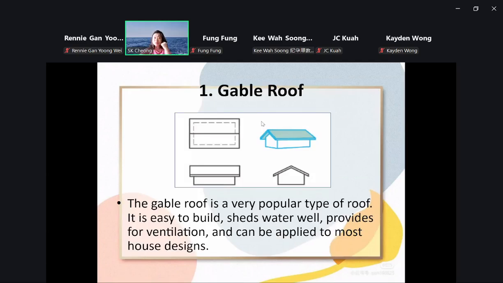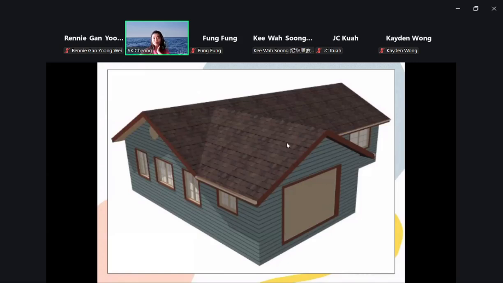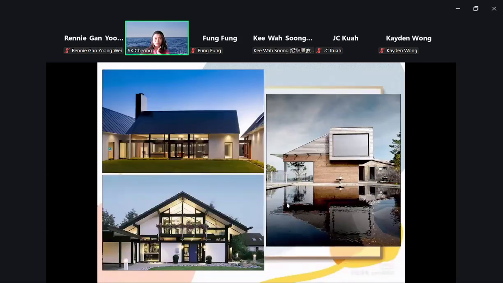This is a very common type, which is named gable. The gable roof is very popular because it is easy to build and the water runs down very easily. Ventilation is good and it can be applied to most house designs. So these are the so-called gable roof.